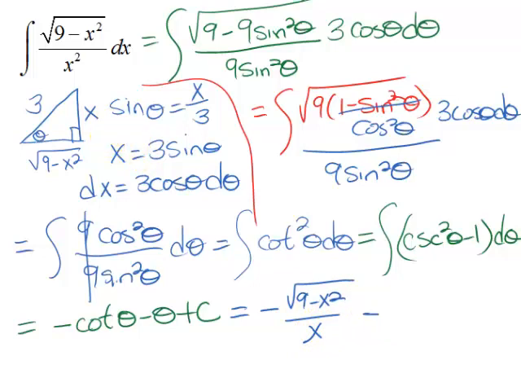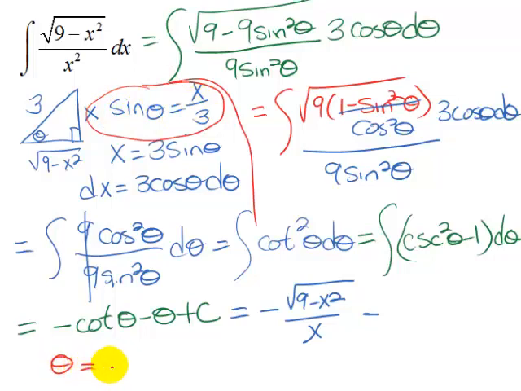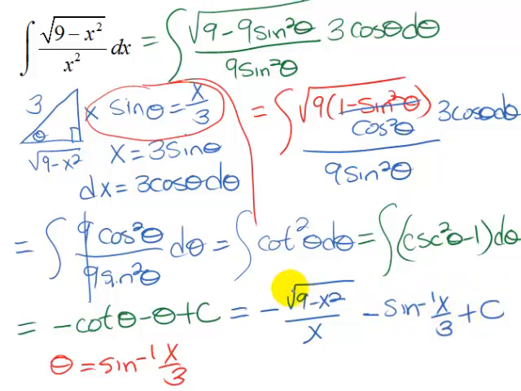How am I going to get theta? Well, I'm going to take this equation right here and take the inverse sine of both sides. That will tell me theta is sine inverse of x over 3. So I can substitute that for my theta. That's going to be sine inverse of x over 3, plus a constant.